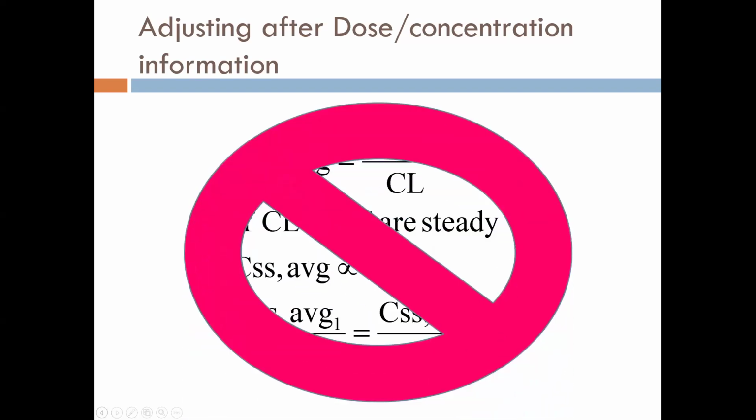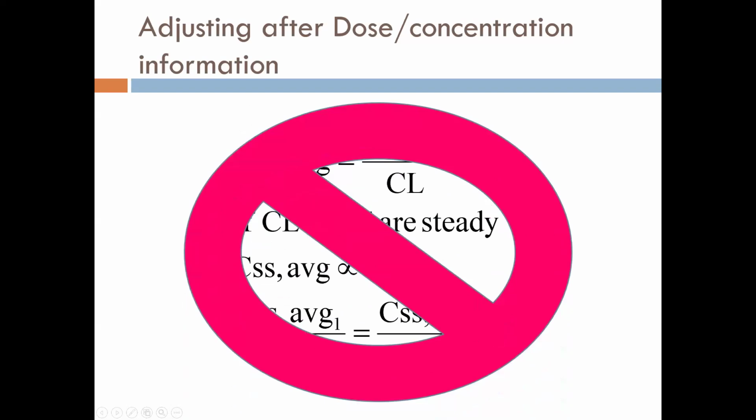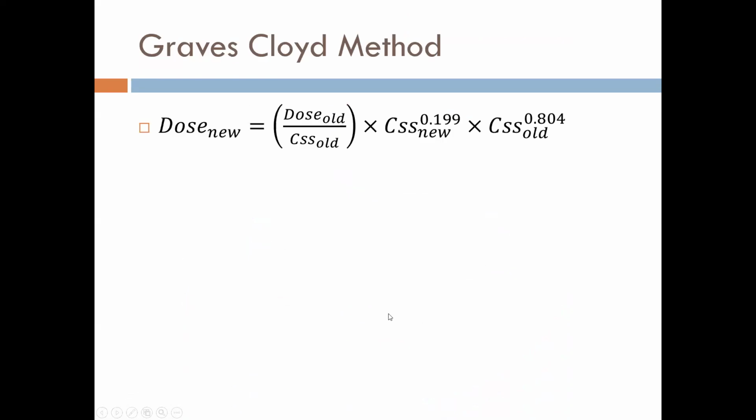Absolutely not, because we know that clearance is not steady, right? Clearance is changing with concentration. So it's very important to know we can't use our handy dandy little proportion to figure out a new dosing regimen. So this is a way that Graves Cloyd decided to be able to determine a new concentration.